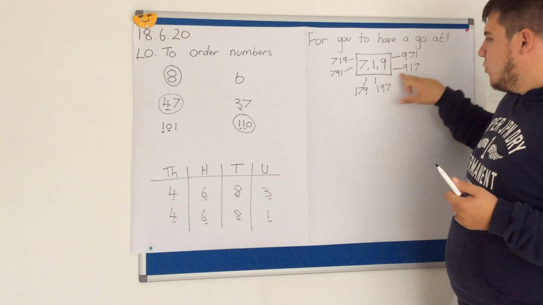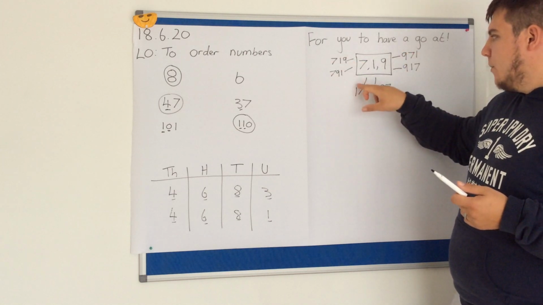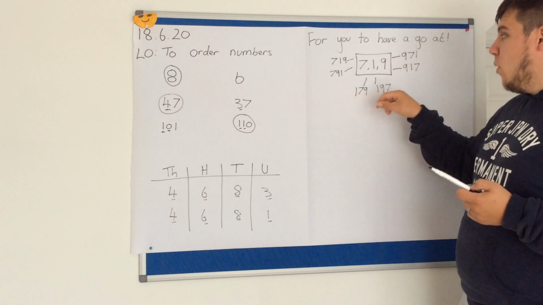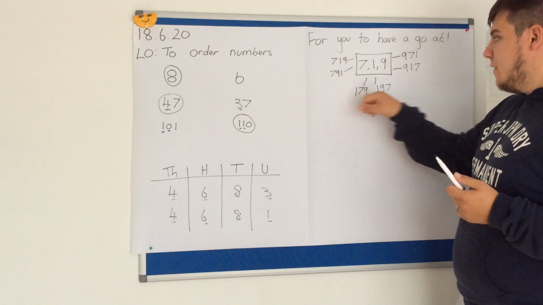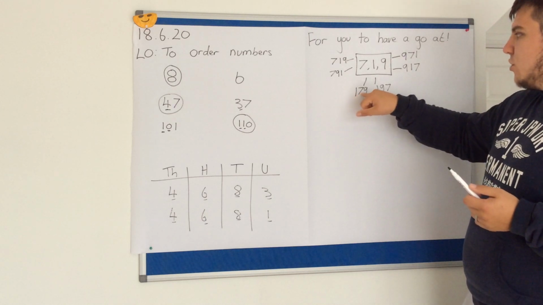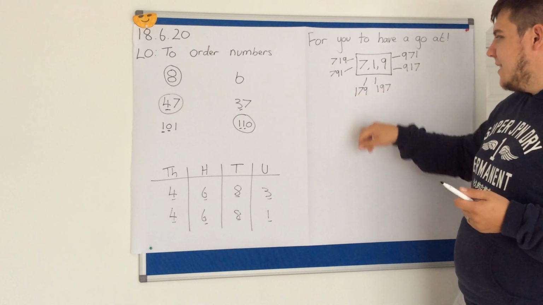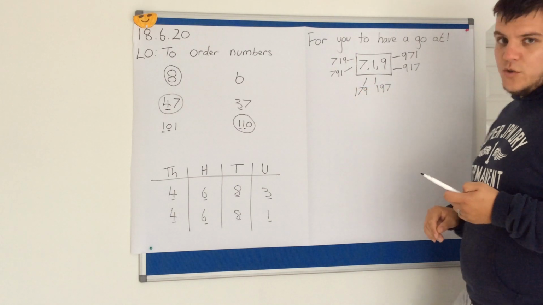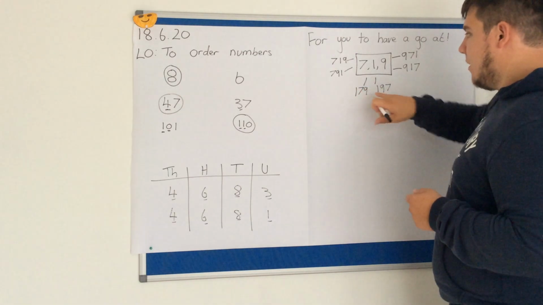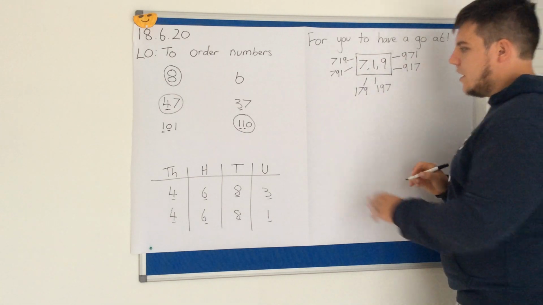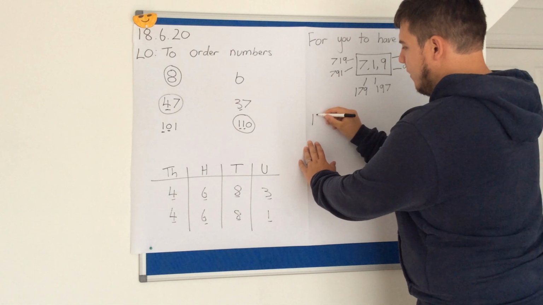So I've got a 9 in my hundreds column, a 7 in my hundreds column, and a 1 in my hundreds column. I know that my 1 has got the smallest value, so one of these two numbers is my smallest number. I can then jump to my next column, which is my tens. That one's worth 70, and that one's worth 90. So I know my 70 is going to be the smallest value, so 179 must be my smallest number.